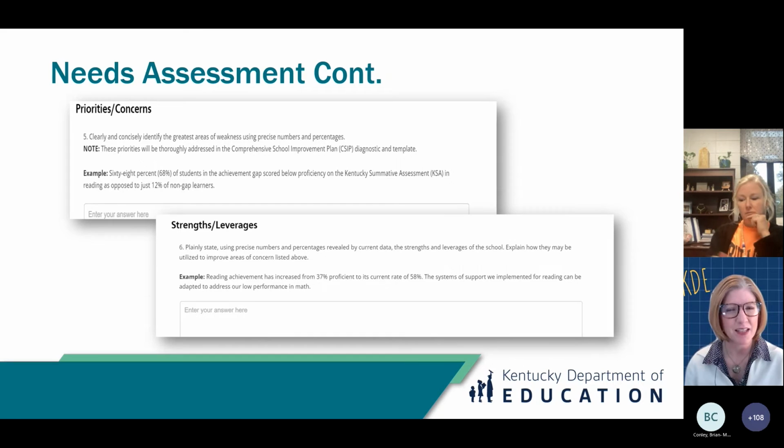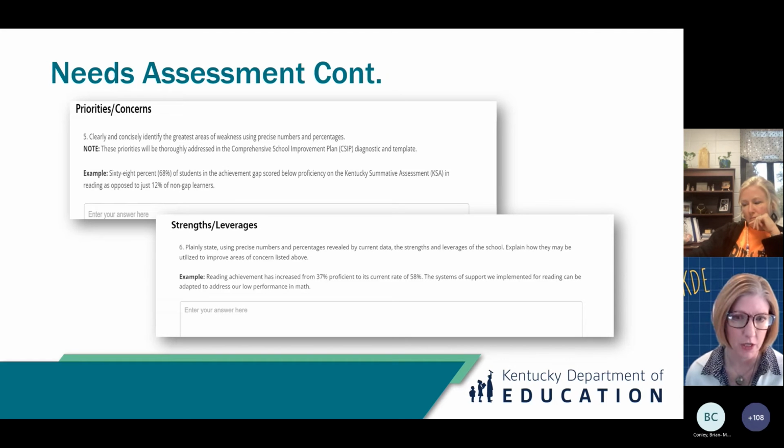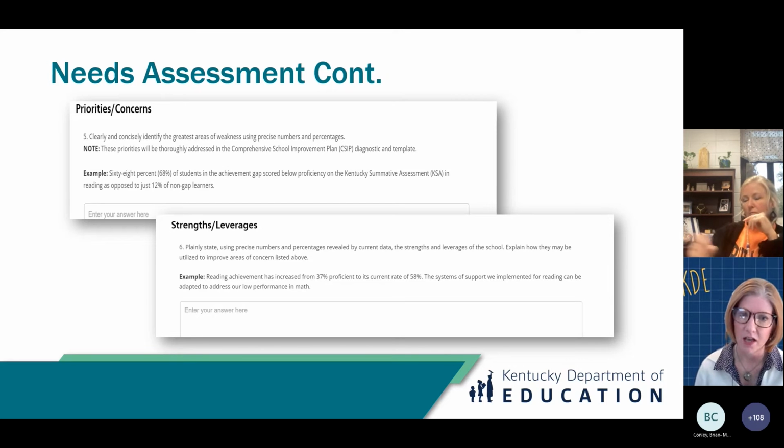The other one that kind of gets overlooked sometimes is this area of strengths and leverages. We do want you to take a look at what in the district or in the school, where are you doing well? But then from there, think about, what's going on in that area that we're doing so well? Let's say that your reading scores have been going up for the last 3 years. Okay, so take a look at, what have we been doing for reading? Have you had a lot of professional development? Have you had specific interventions in an RTI or an MTSS system? Is that what you think is really making a difference for the reading scores?